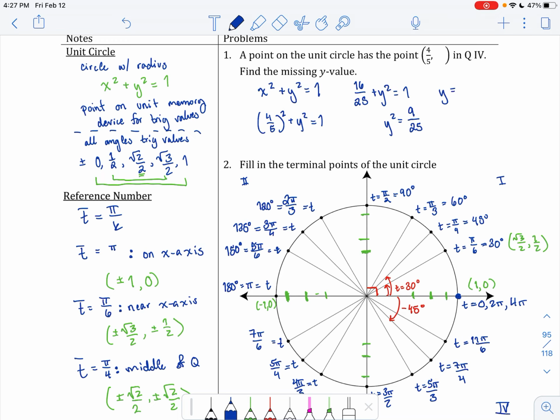And here's where the quadrant part's important. That means y is equal to plus or minus 3 over 5. Now, since it's in quadrant 4, that means that the x value is positive, as we see here, but the y value is negative, because we're looking down here in quadrant 4. So that means that our y value must be the negative 3 over 5.